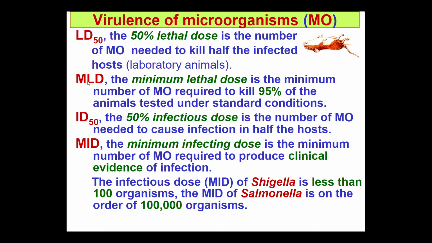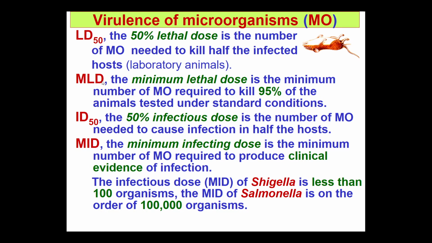The next index is minimum lethal dose. Minimum lethal dose is the minimum number of the microorganism required to kill 95% of the animals tested under standard conditions. It means if we infect animals, for example 100 guinea pigs, with a certain Streptococcus, and almost all of them die, but some 3 or 5 animals survive, the dose causing this effect would be named minimum lethal dose.